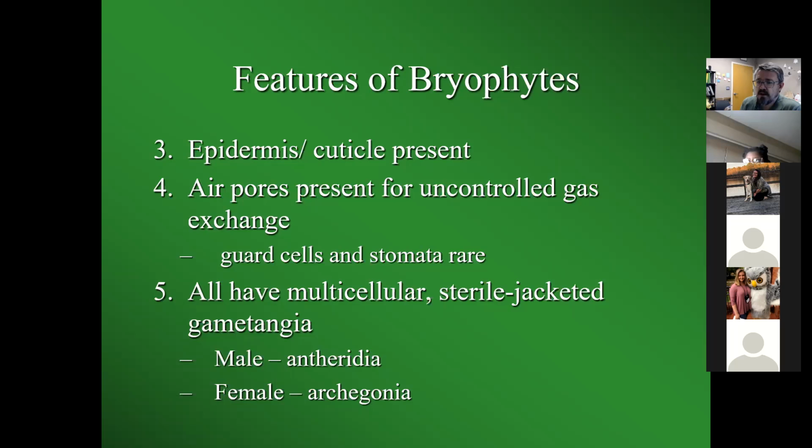They all have a multicellular sterile jacketed gametangium or multiple gametangia. So there is a protected area for those places that make gametes, unlike what we see with the algae. So we call the gametangium that's male the antheridium, and for the female it's the archegonium. Plural, antheridia, or archegonia. If it's singular, it's antheridium, archegonium.